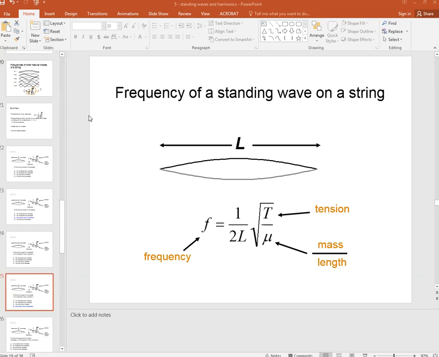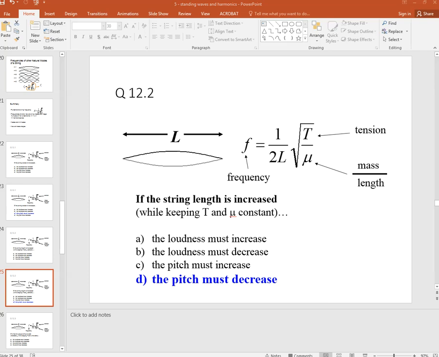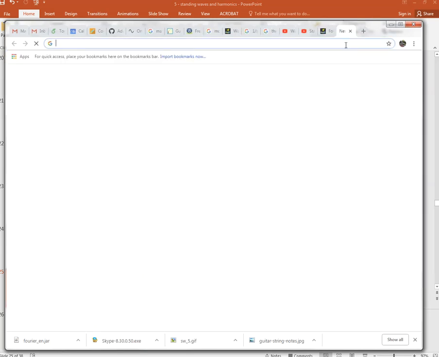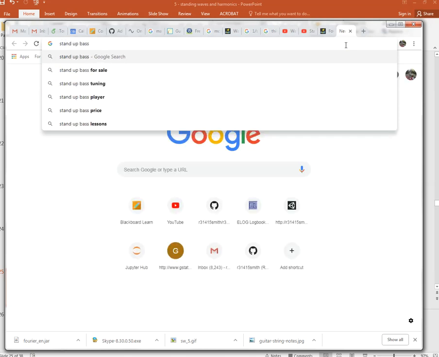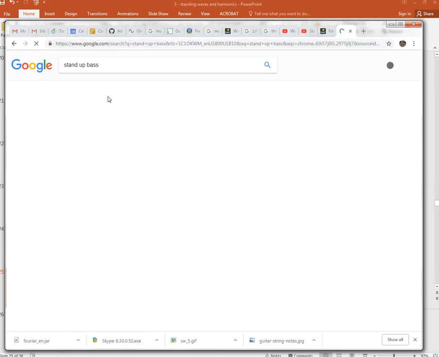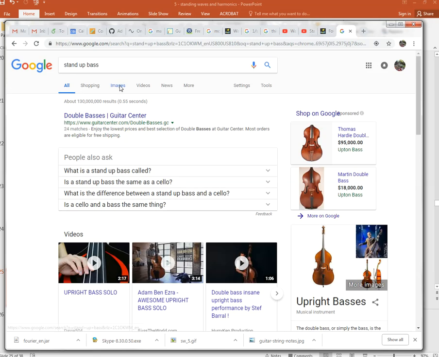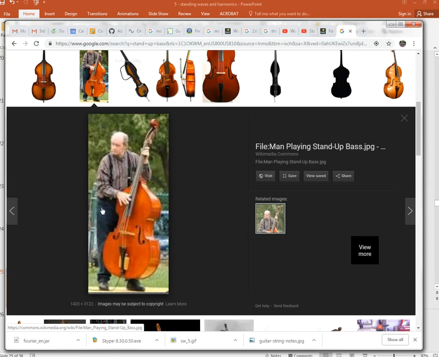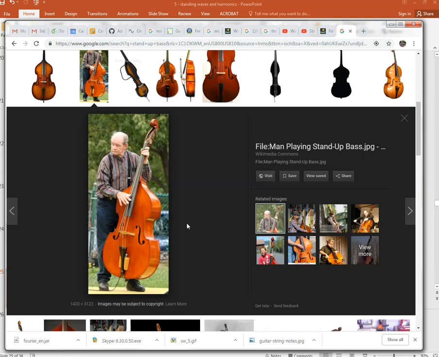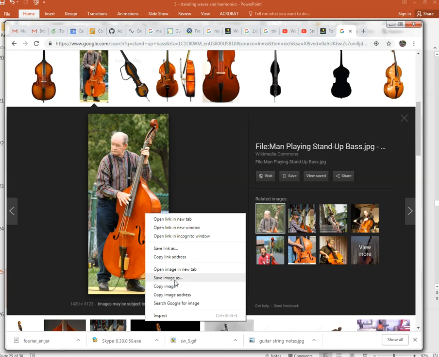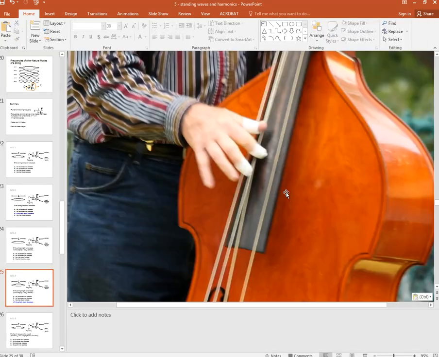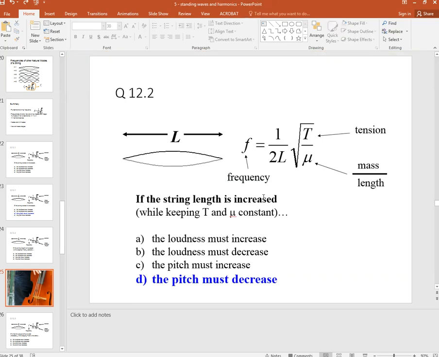In fact, since we're here at a computer, I will just open up a web browser and type in stand-up bass. As you can see, it's a very large instrument, and here's an image of this. It's just as tall as a person, and I'll just add this image here to the slides. Oh my gosh, that was huge. Never mind.